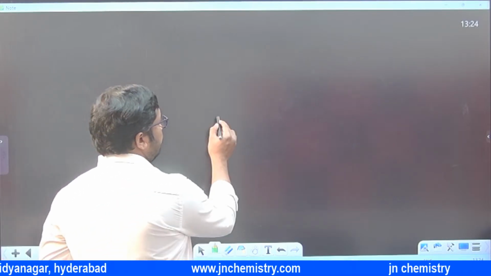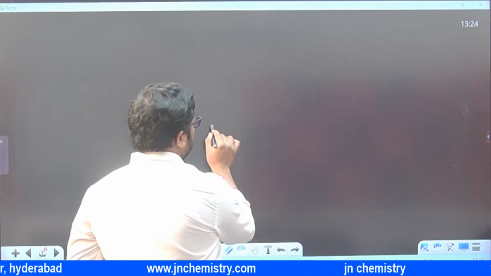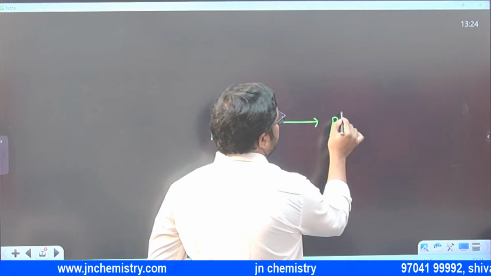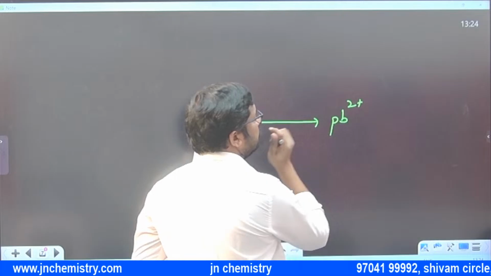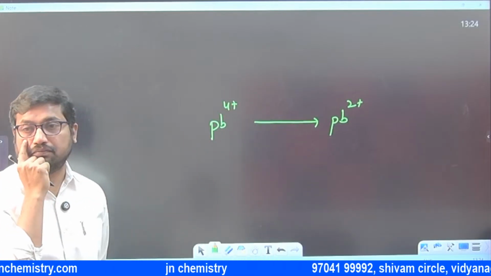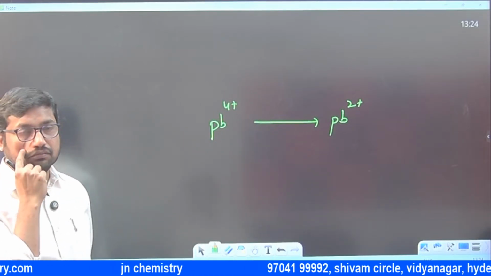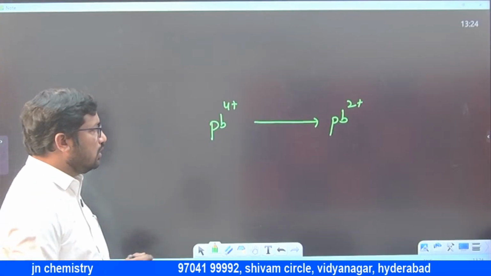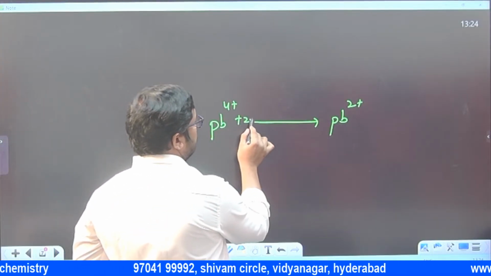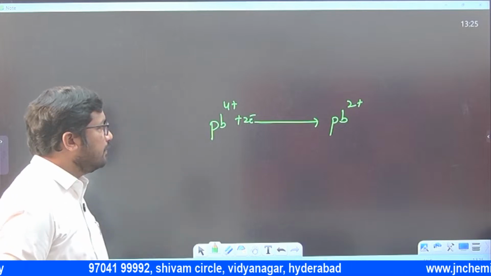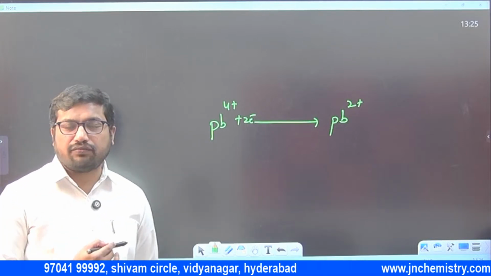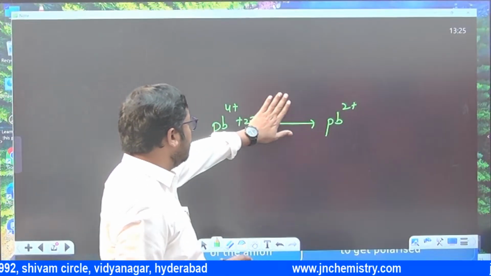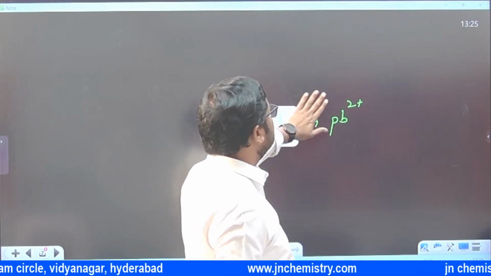For example, Pb4+ is converting into Pb2+. This is oxidation or reduction? Reduction. Addition of 2 electrons, right? So addition of electrons, removal of electrons, first we need to identify. This is the first point which we need to know.